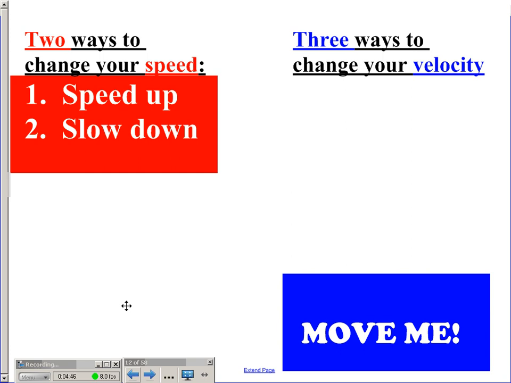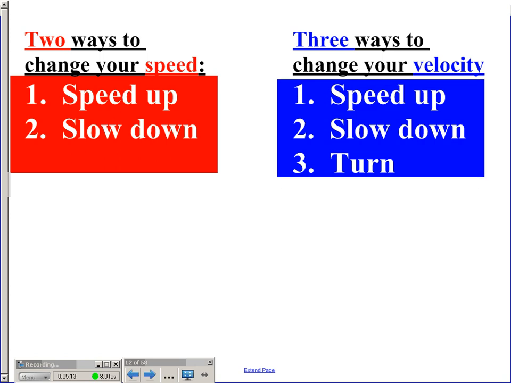Every once in a while, somebody will say, well, what about stopping? Well, remember, stopping is an example of slowing down, right? You're not going to stop unless you slow down, and eventually you'll stop, right? Okay, so those are the two ways to change your speed. You can speed up or slow down. There are, however, 3 ways to change your velocity, okay? Because velocity includes speed and direction. So the 3 ways to change your velocity are speed up, slow down, or turn.